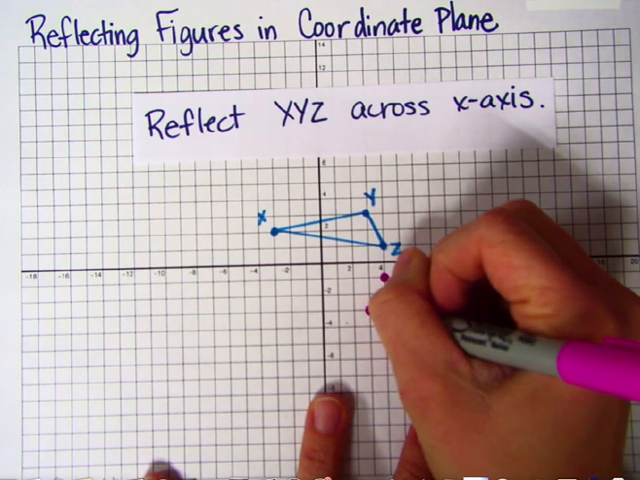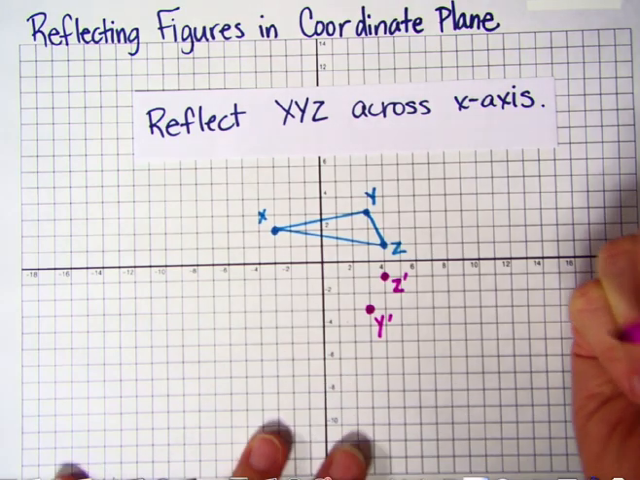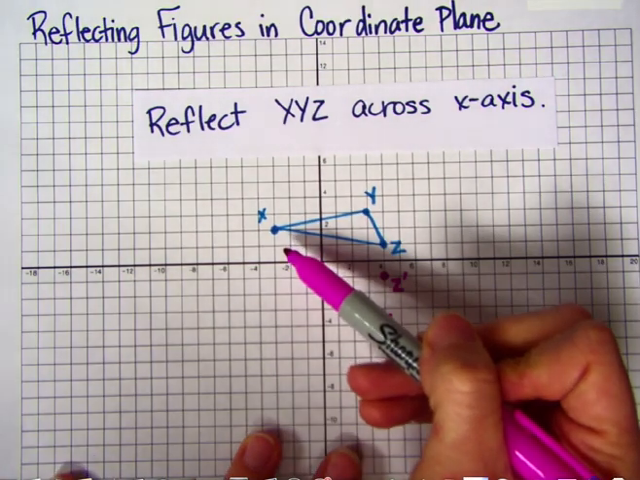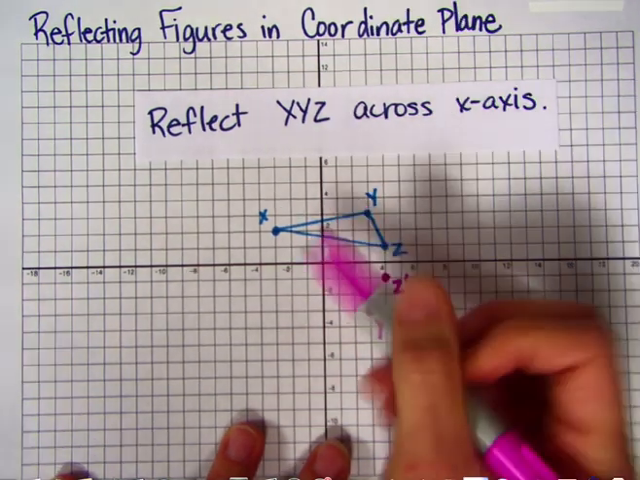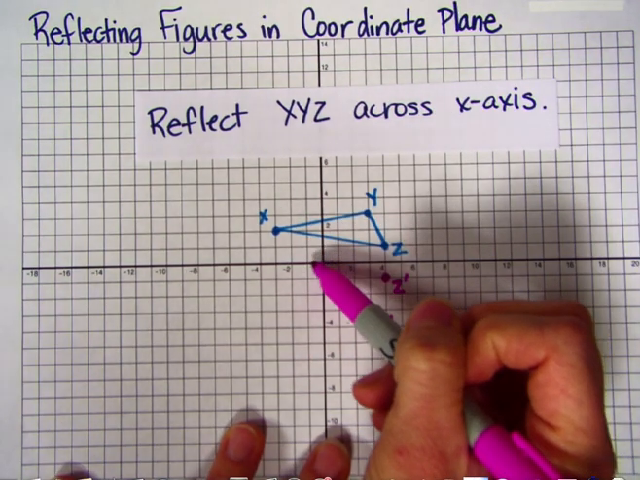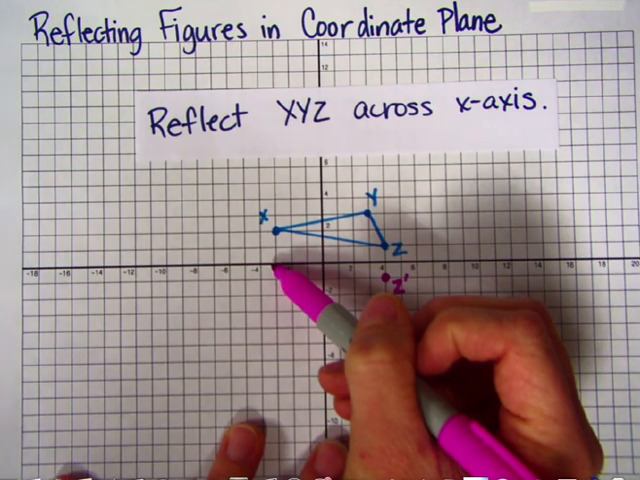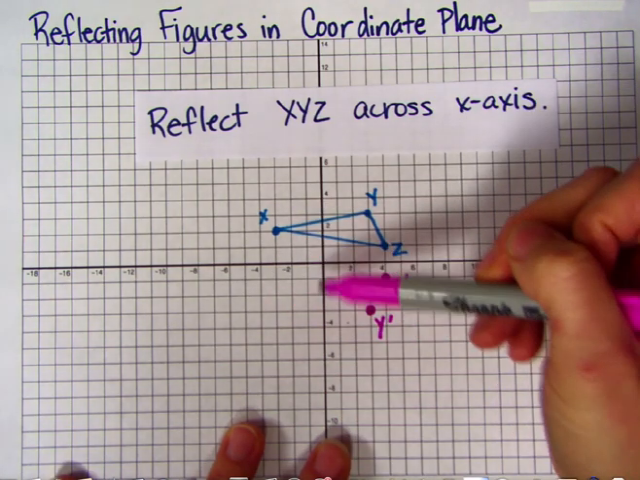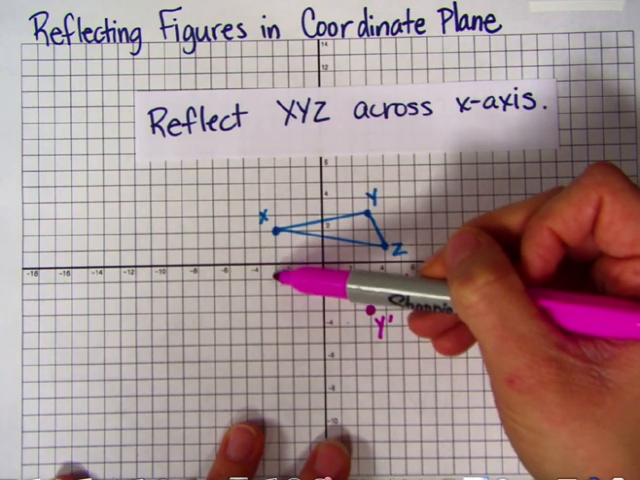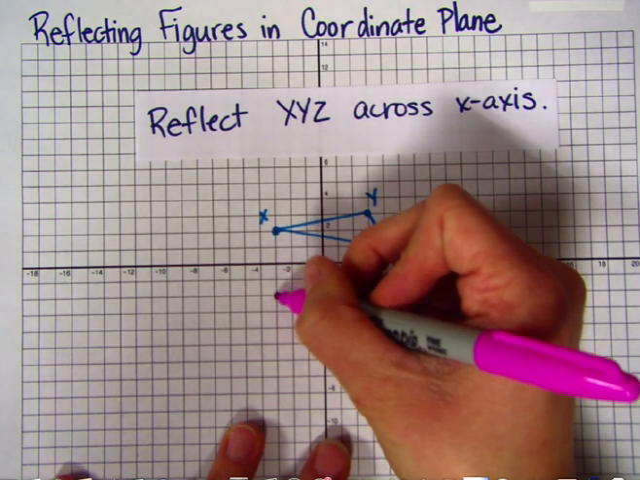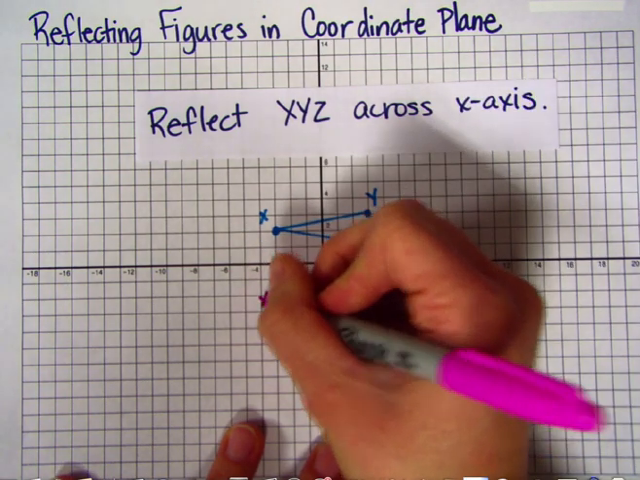That is Y prime. All right, X is over here in this fourth quadrant. So I'm going to go over 1, 2, 3 to the negative side. So I'm going to go over 3, and then I went up 2, so I'm going to do the opposite. I'm going to go down 2. And that is X prime.